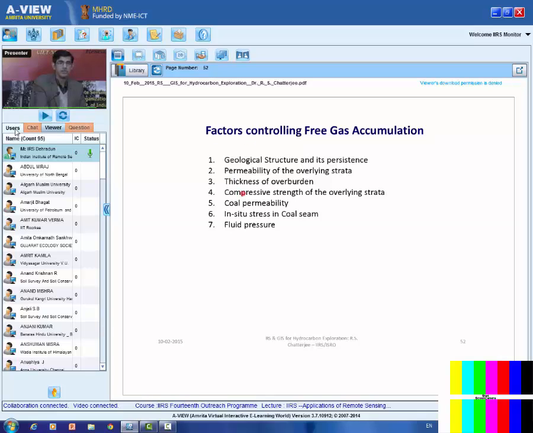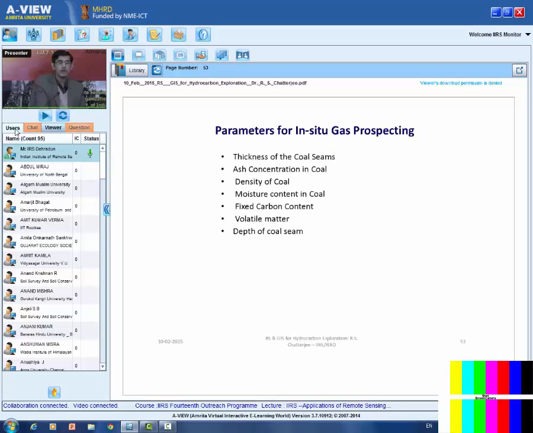So these are the parameters which control the adsorption of the coal bed gas, so that the coal bed gas will be released and occur as free coal bed gas.